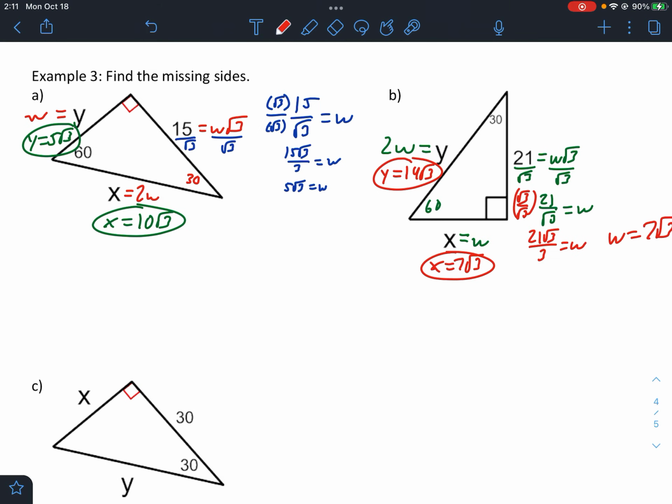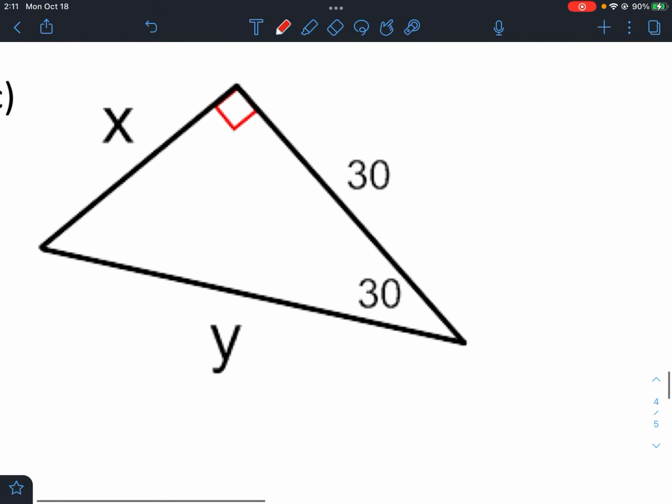Now, you've discovered a pattern here. Really, if we have the big leg as a whole number, basically what we're going to do is take that whole number, divide it by 3, and multiply it by root 3, and that'll give us our shorter side. If you don't understand the pattern, please keep doing what you did in problems A and B.